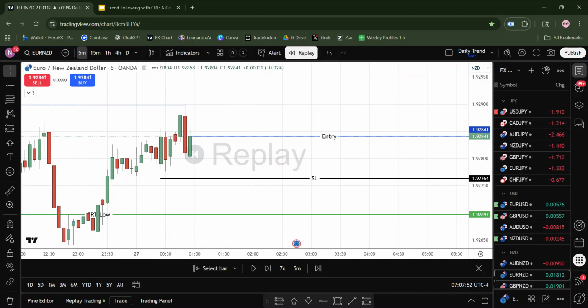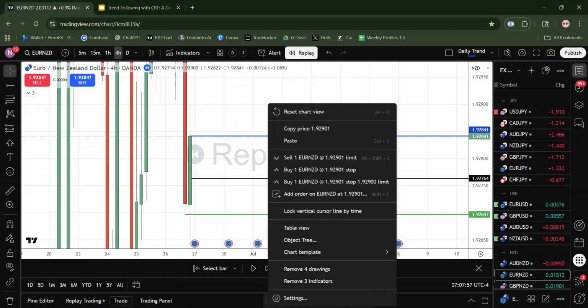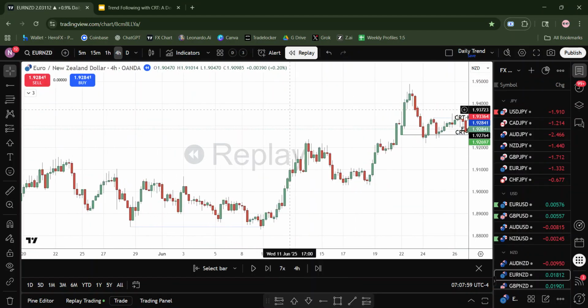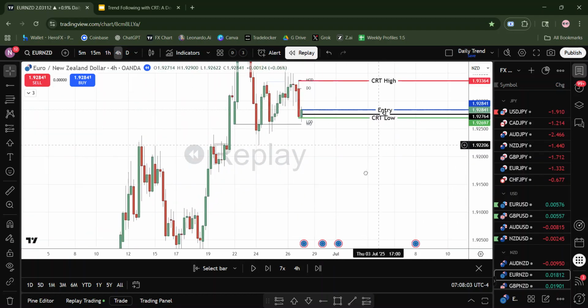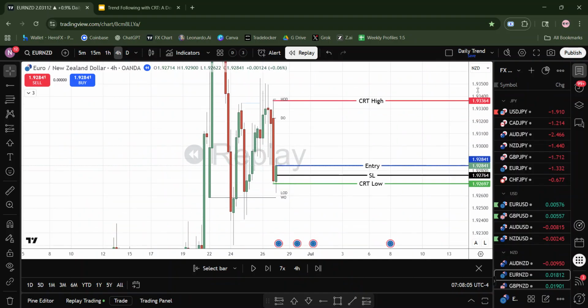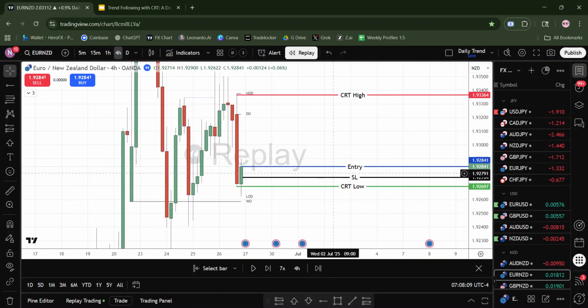So I'm going to go back to the 4 hour, reset the chart, zoom in a little bit. And if this entry would have got stopped out, I'm going to show you a better entry, but let's see what happens. So we're going to go ahead and enter as soon as the money candle closes.